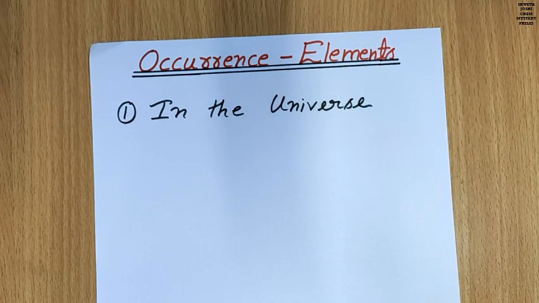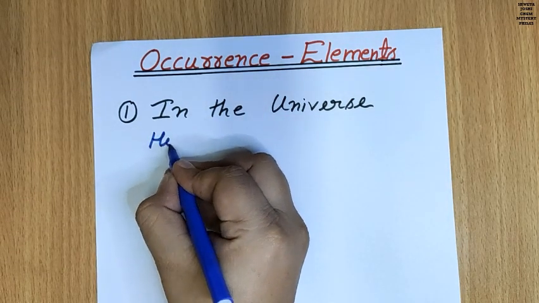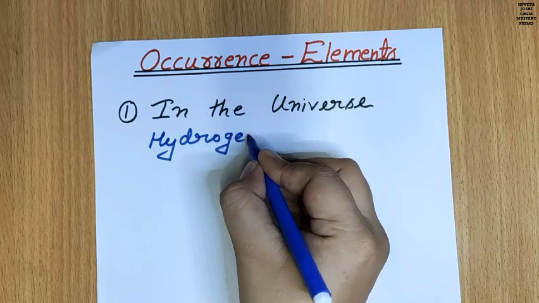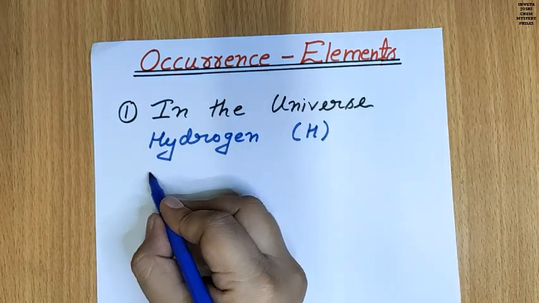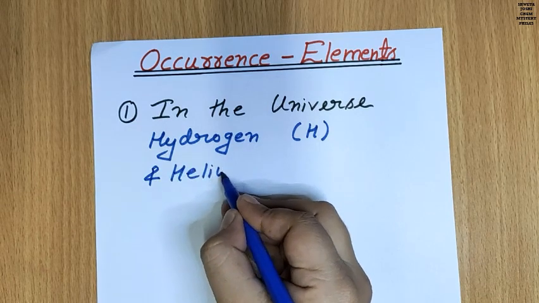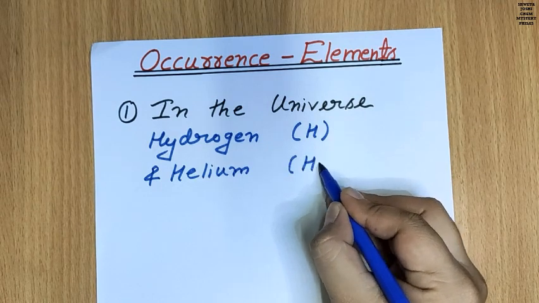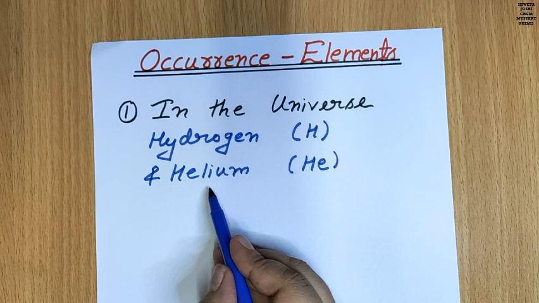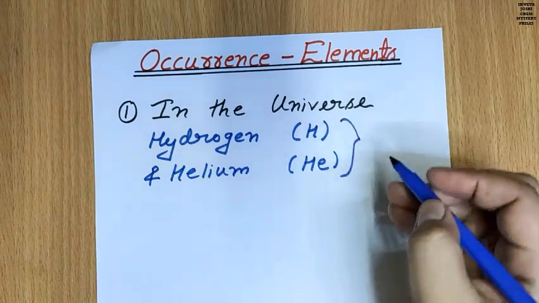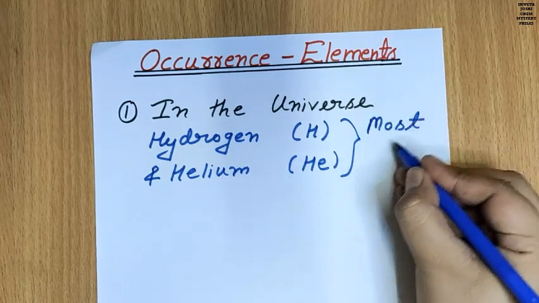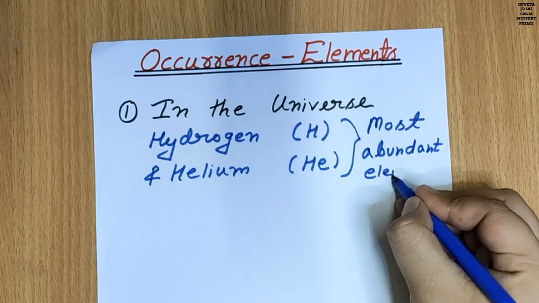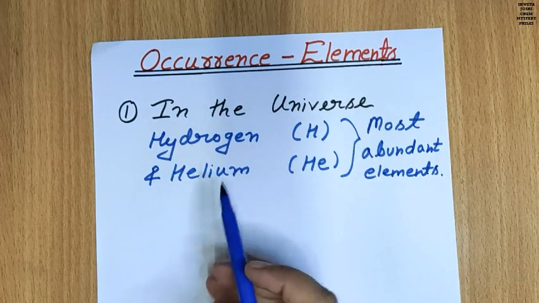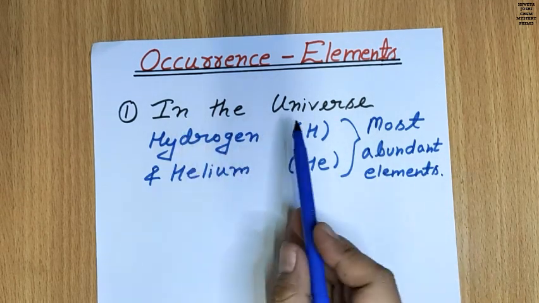Hydrogen and helium are the most abundant elements in the universe. The symbol of hydrogen is H, and the symbol for helium is He. Hydrogen and helium, these are the most abundant elements in the universe.